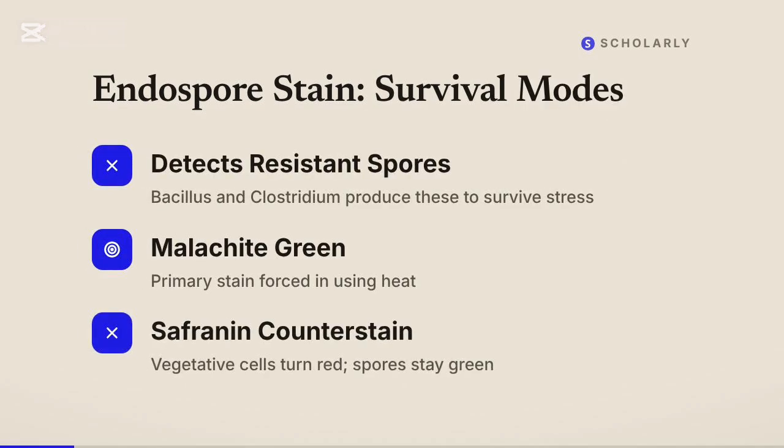Finally, we have the endospore stain, used to detect some of the most resilient structures in nature. Genera like Bacillus and Clostridium can produce endospores, dormant, highly resistant structures that protect the bacterial genome from heat, radiation, and chemicals. Because spores are so impermeable, we must force malachite green into them using steam. We then wash the slide with water, which decolorizes the normal vegetative cells but leaves the spores green. A safranin counterstain then colors the vegetative cells red, making the green spores stand out clearly.